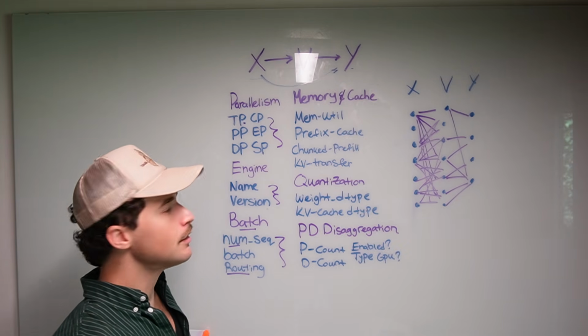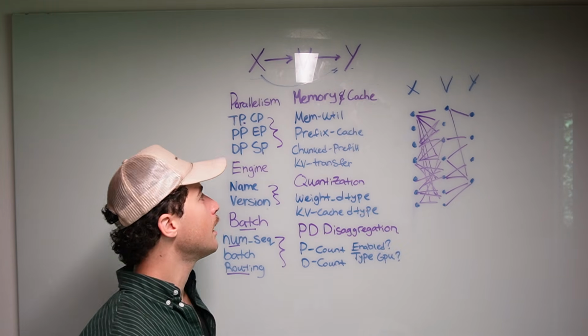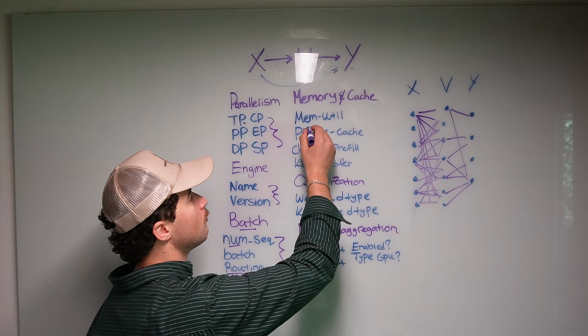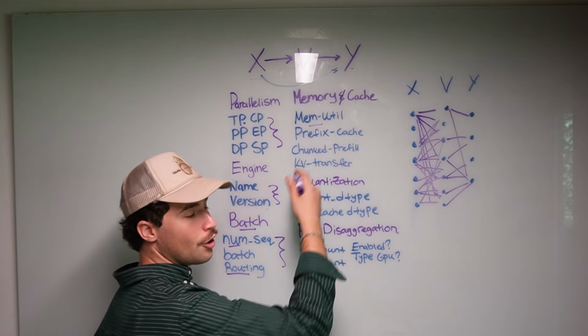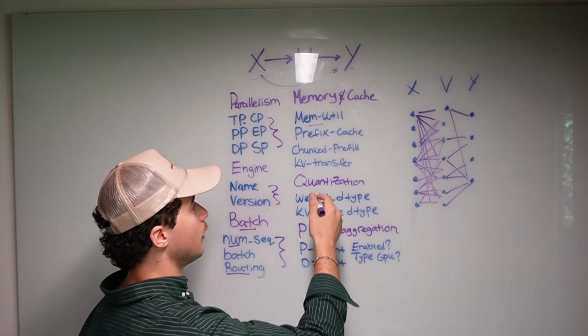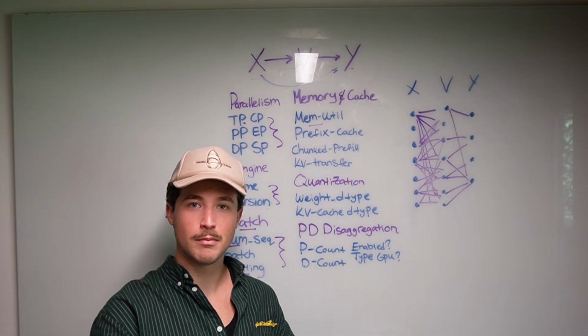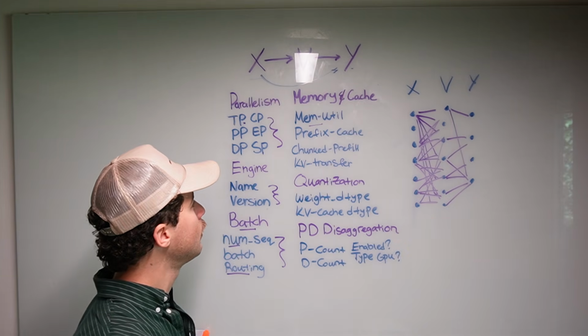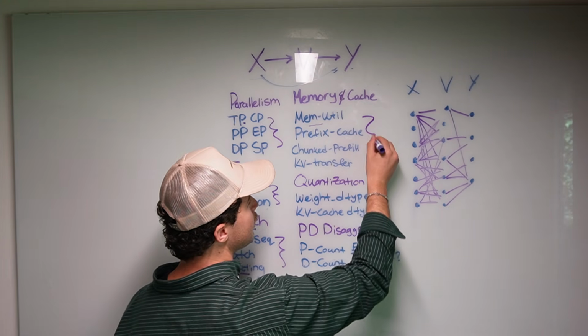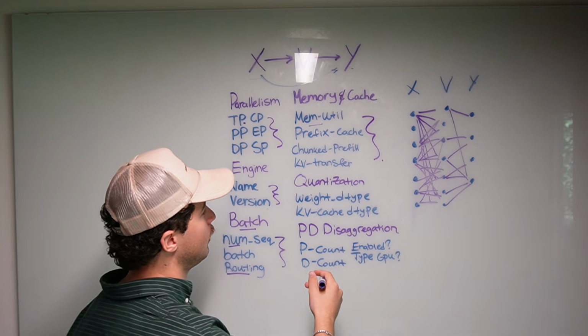Okay, now let's look at all your memory and KV cache. What's your memory utilization of the GPU? Are you using any prefix caching, right? Are you doing a chunked prefill? How are you managing your KV between the machines that you have? Okay, that's even more stuff you have to worry about.